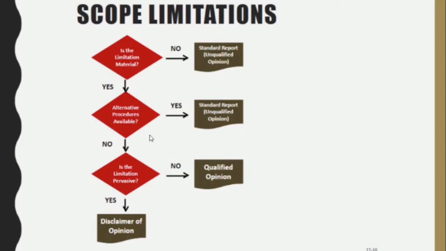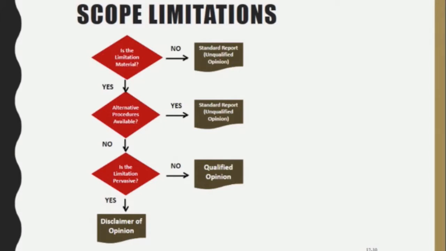However, if they're unable to do that, then they ask, is it pervasive? If it is pervasive, they're going to issue a disclaimer of opinion. It basically says we can't offer an opinion, because pervasive means it has this impact on the financial statements as a whole. Whereas if it's not pervasive and it's limited to that one area, they can issue an except for opinion.